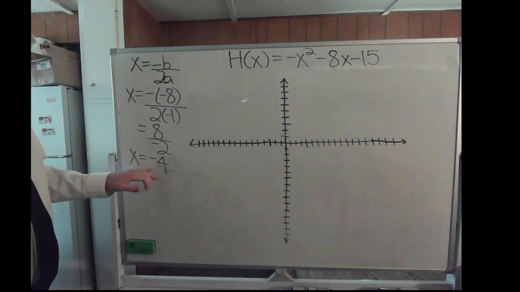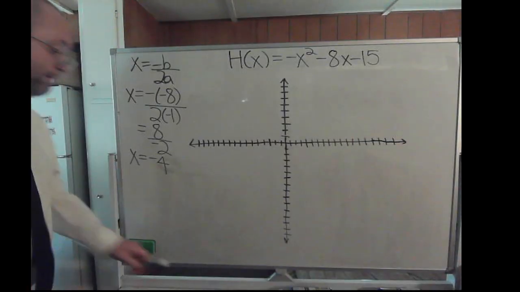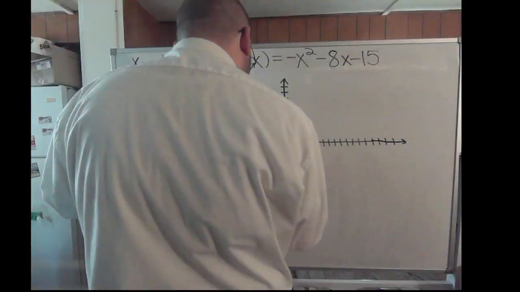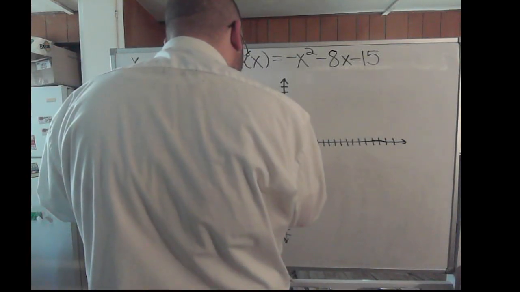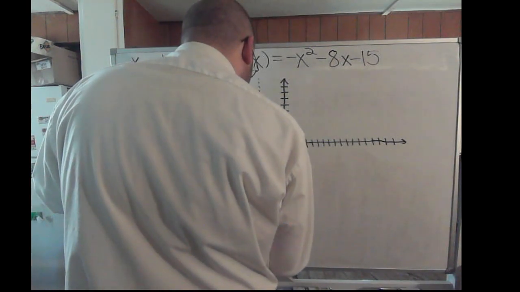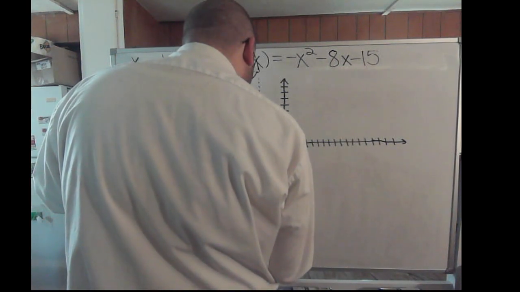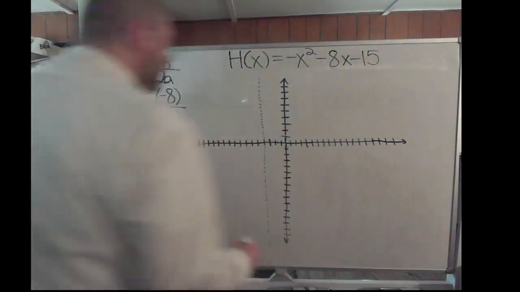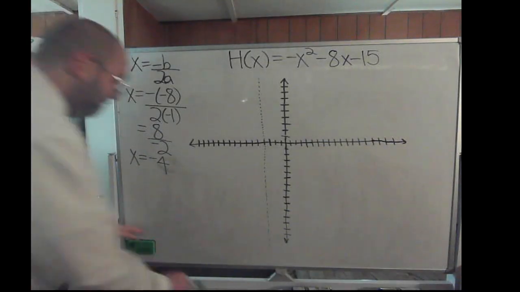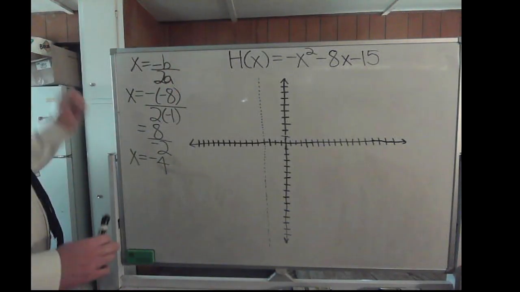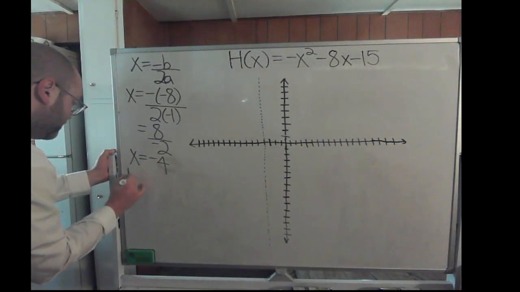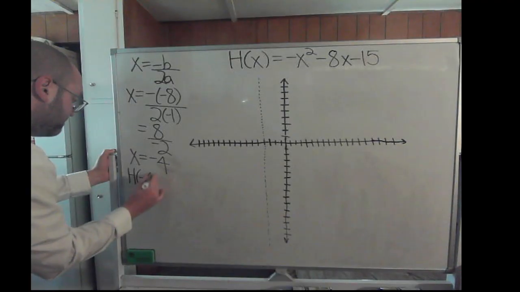So the x-coordinate of the vertex is x equals negative 4, which means x equals negative 4 is also your line of symmetry. So that's going to go right here. So x equals negative 4 is your line of symmetry. Now, what's left is to find the y-coordinate of your vertex. So you'll take h of negative 4, put that into the function.